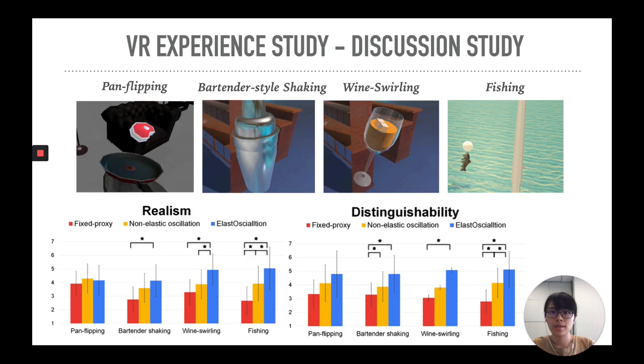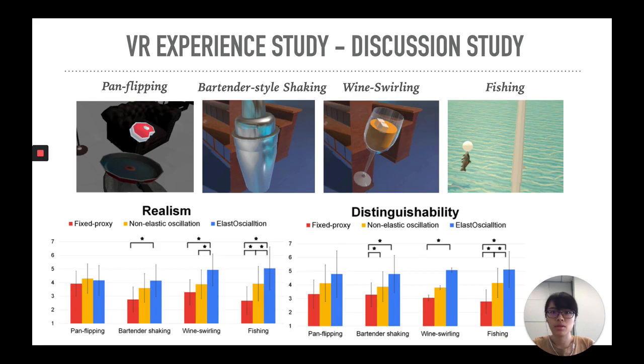For bartender-style shaking and wine-swirling, most participants mentioned feedback from the proposed elastic method for liquid movement and collision simulation was much more realistic. They could differentiate force feedback levels more easily from the elastic method, since the proxy movement range became larger when the elastic bands extended. For fishing, almost all participants supposed that feedback from the elastic method was significantly more realistic and distinguishable. Some of them mentioned that they could clearly feel the fishing rod was elastic and bent when the fish hung onto the hook in the elastic method.